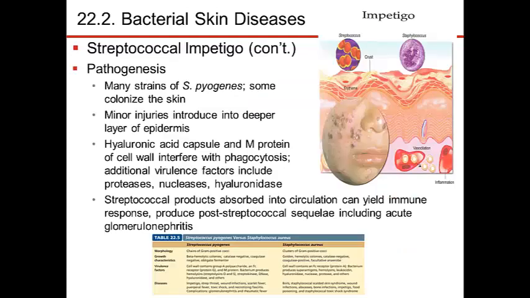The individual lesions begin as red papules, which evolve quickly into vesicular and then pustular lesions that break down and coalesce to form characteristic honeycomb-like crusts. The lesions generally are not painful, and patients do not appear ill. Fever is not a feature of impetigo.